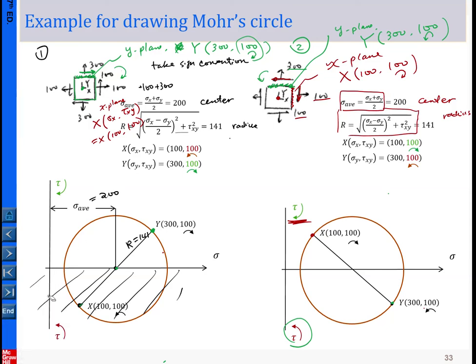Okay, so let me highlight the quantity, erase this one. So from here you can see that's a difference, and hopefully this example gives you more feeling about the Mohr circles.